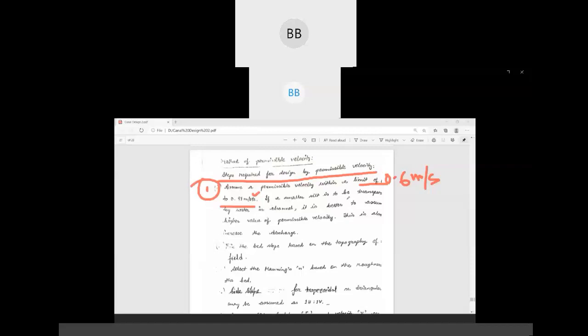That permissible velocity also depends on your silt. The next step is to fix the bed slope based on the topography of the field, or the topography of the channel. Number three, select the Manning's n based on the roughness of the bed.